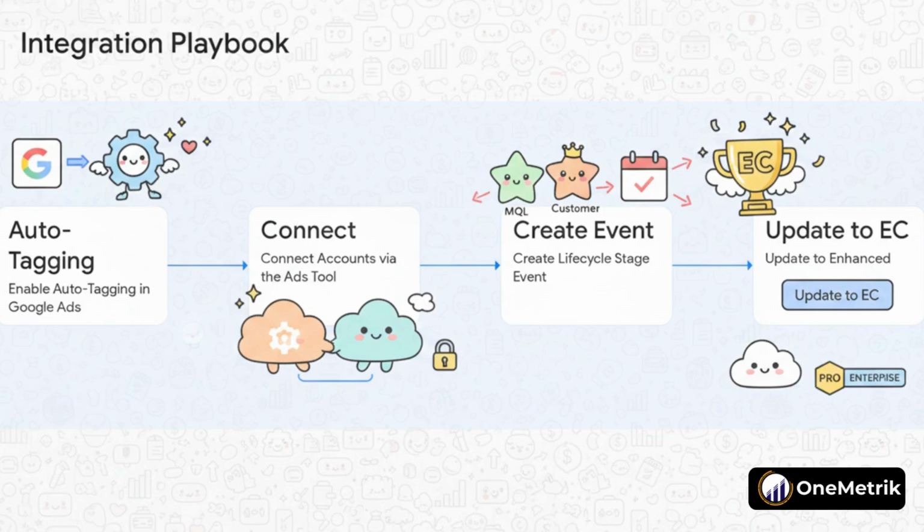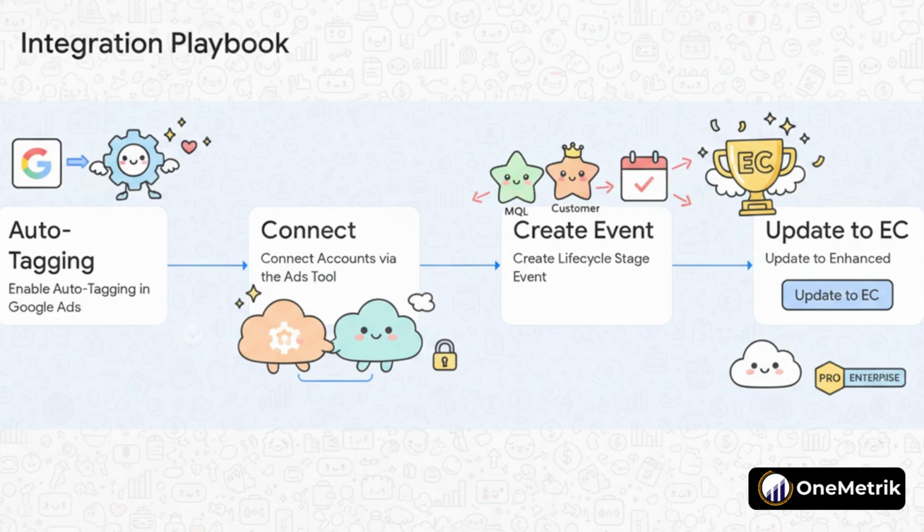Second, connect your Google Ads account directly inside the HubSpot Ads tool. Third, create a lifecycle stage event in HubSpot. This tells the system to fire when a contact becomes an MQL, an SQL, or a full-blown customer. And fourth, click the prompt to update to EC to ensure you're using enhanced conversions.